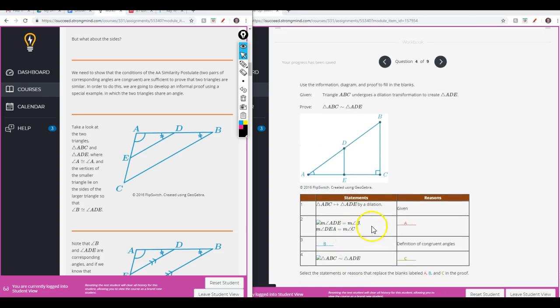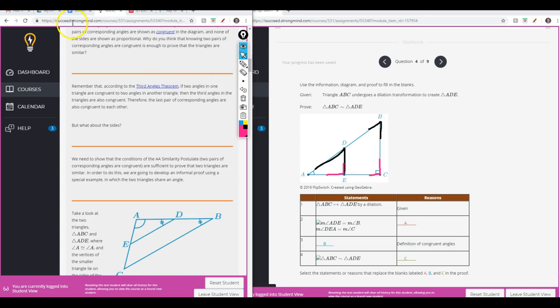Okay, so I'm looking at the statements and I see that the measure of angle ADE equals the measure of angle B, and the measure of angle DEA is equal to the measure of angle C.